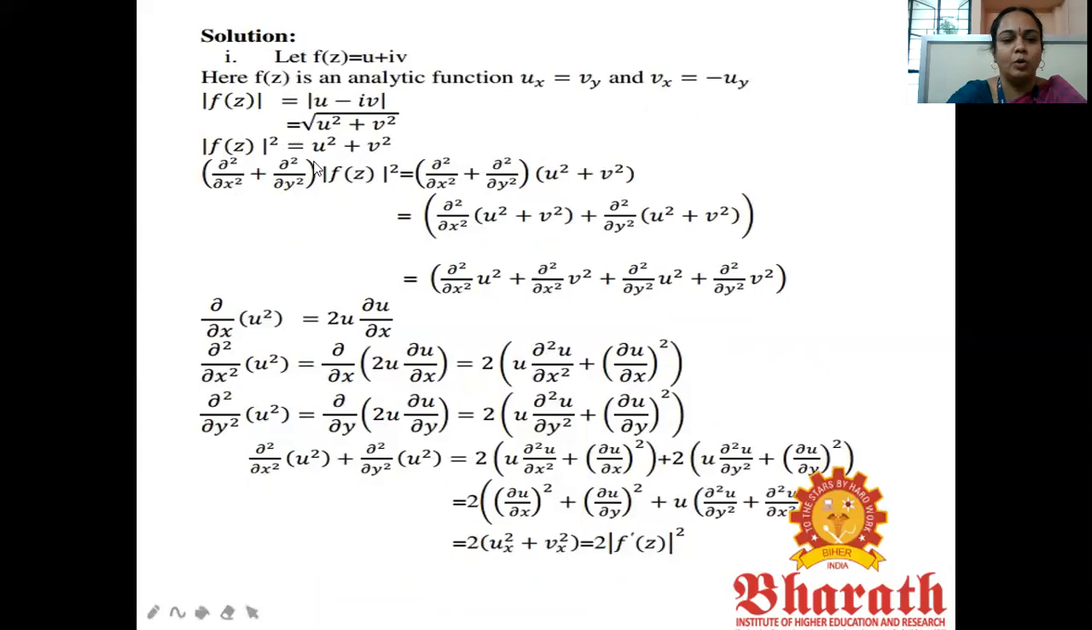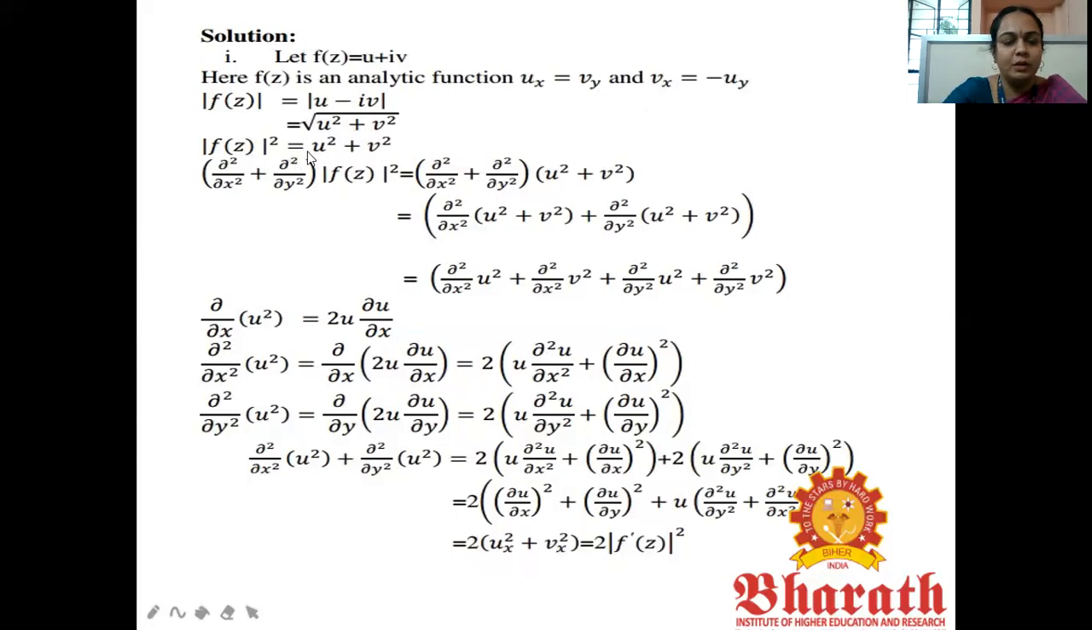Next, f of z equal to u plus iv. So f of z is an analytic function. Analytic function means it satisfies the CR equations: ux equal to vy, uy equal to minus vx. So you take the modulus of f of z. Modulus of u plus iv becomes root of u square plus v square. So mod f of z square can be written as u square plus v square.